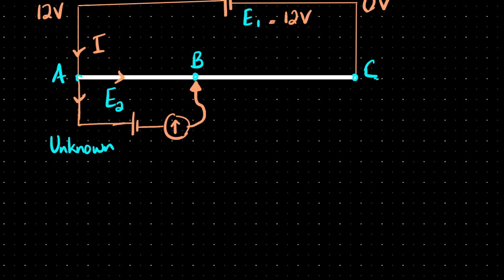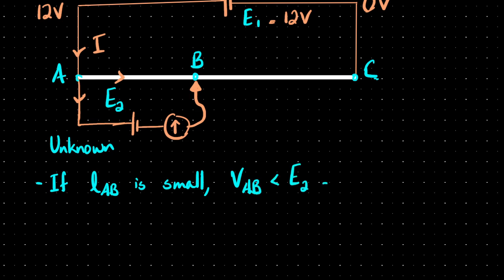So we know that if the length AB is small, then the voltage VAB would be smaller than this unknown EMF E2, which would cause the current to flow from this bottom part into the resistance wire. So the current would flow from E2, right? It flows from E2 into the resistance wire.